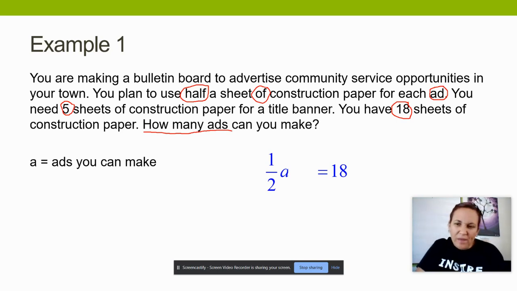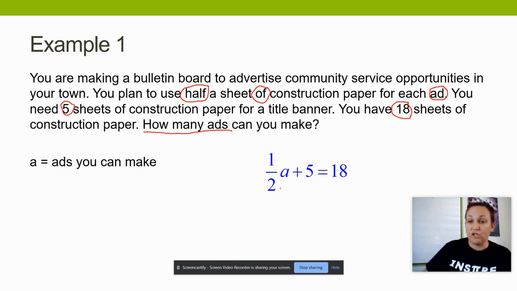Now there's one number we haven't used yet, and we want to use all of the numbers. So it says you need 5 sheets of construction paper for a title banner. Now that has nothing to do with the ads, but it does mean that I'm definitely going to be using 5 sheets of paper. So on the left-hand side, I will be making ads, plus I will be making a banner. And for the banner, I definitely am using 5 sheets of paper.